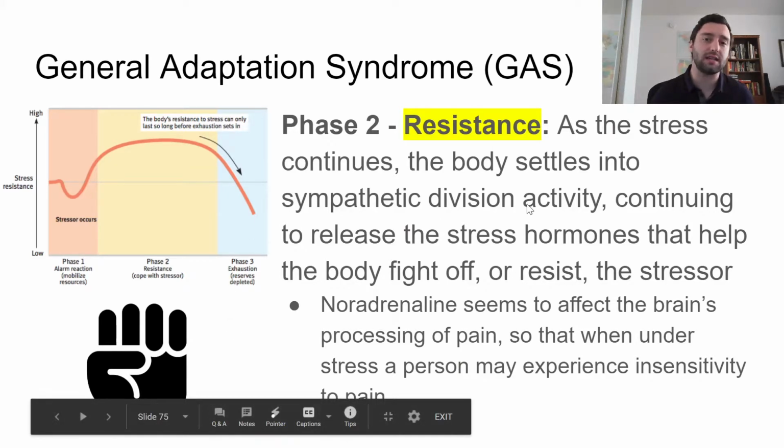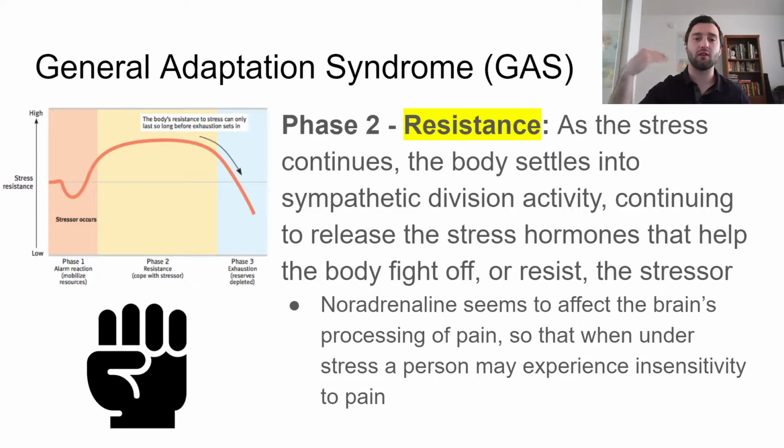The second phase is resistance. So alarm, then resistance. Resistance is our body basically keeping that high level of arousal to then deal with what's going on.